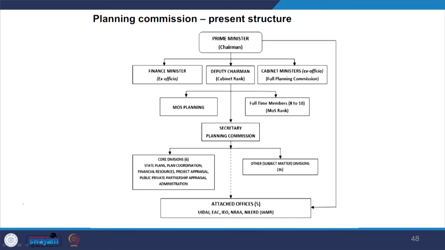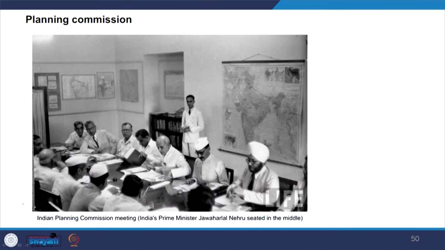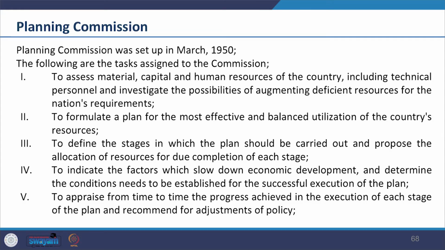The Planning Commission was headed by the chairman. The Prime Minister was the chairman of the commission. You can look at the structure of Planning Commission then. You are looking at the picture of Planning Commission headed by then Prime Minister Jawaharlal Nehru. The Planning Commission had the following tasks.